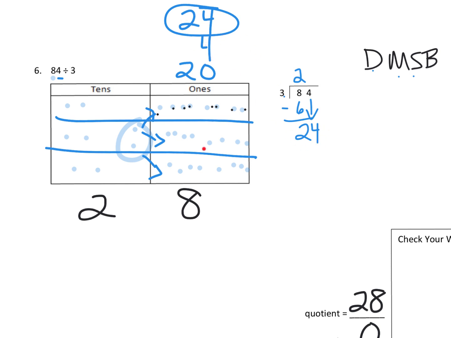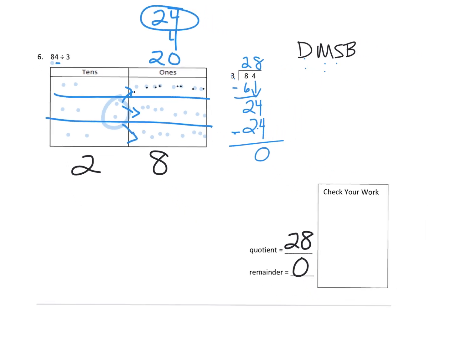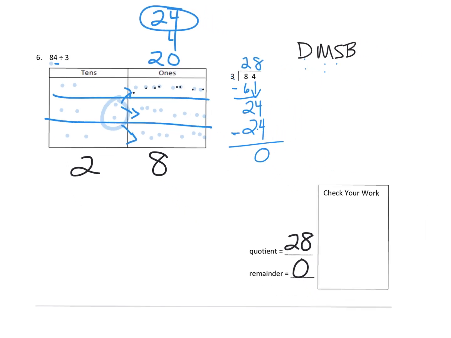Now we're taking this 24 and splitting this into 3 groups. So I've got 3 goes into 24. It goes in there 8 whole times. That's my division step. 8 times 3 is 24. That's my multiplication. I'm going to subtract, and there's no remainders. There's nothing left to bring down, which tells me I'm done. My quotient is 28. So same answer here that I had here.